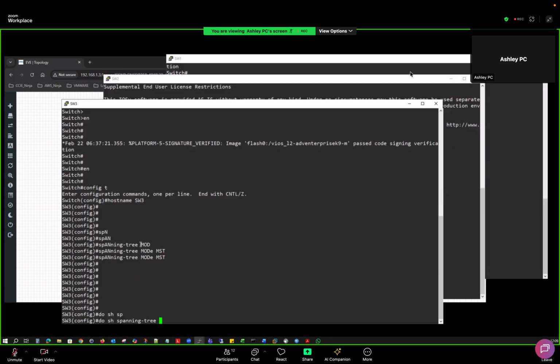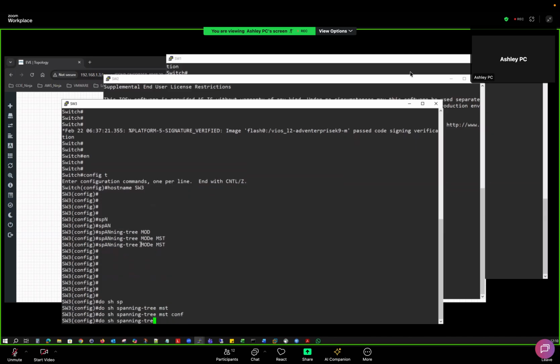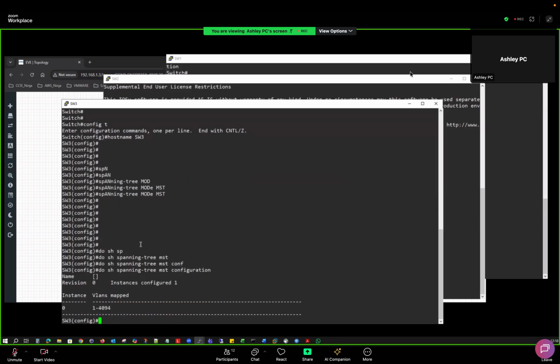Show spanning-tree mst configuration. What configuration can I see, guys? It is saying that I have revision number 0, which is configured for instance 1. How many instances have we configured right now? 1. And by default, all the VLANs automatically map into instance 0. This instance 0, is it running MST or is it running IST? IST, sir. How do you know?